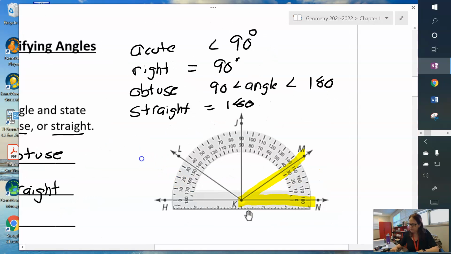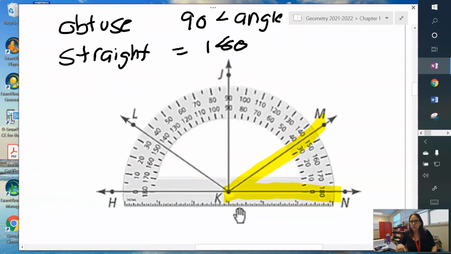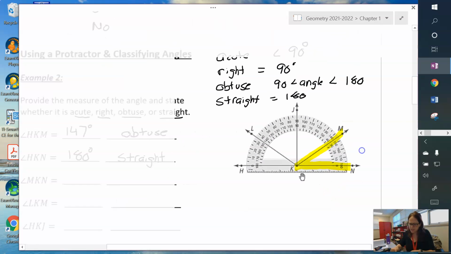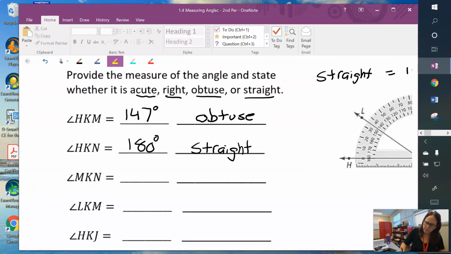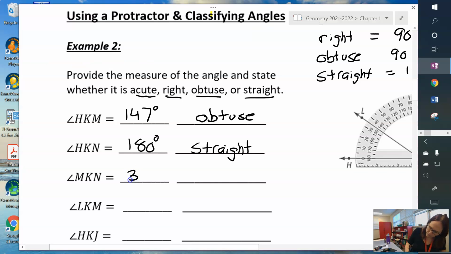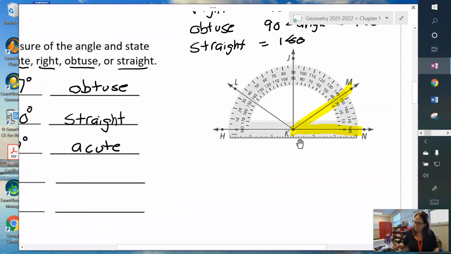Now look at this one. Let's zoom in. Do you see how there are 2 scales on our protractor? I'm going to use the one that starts at 0, and it looks like it's going past 30, not quite all the way to 40. Again, just estimate it, eyeball it. To me, that's looking like about 37 degrees. So I'm going to put down 37 degrees. And that one's acute because it's less than 90.